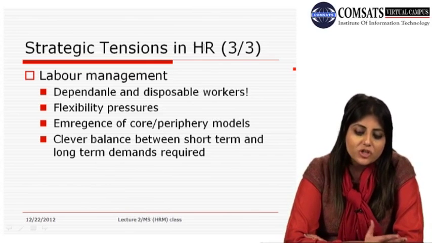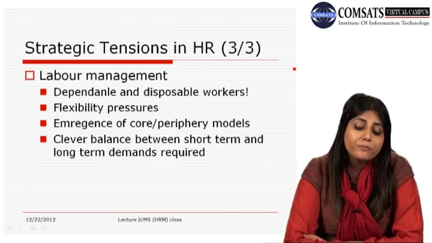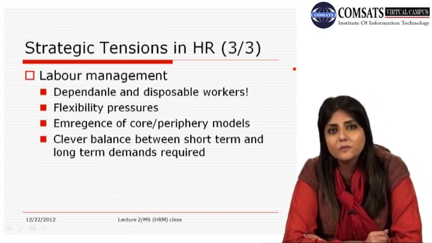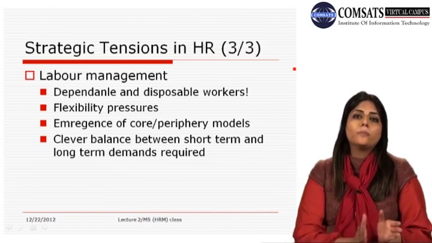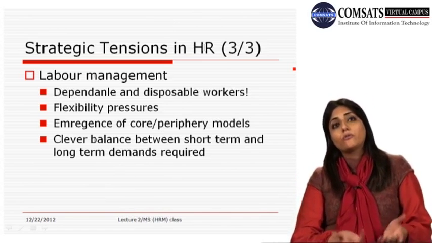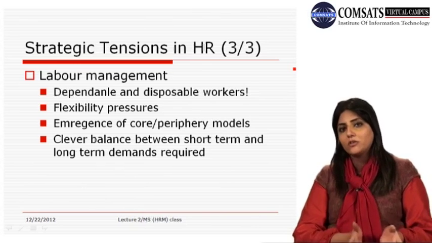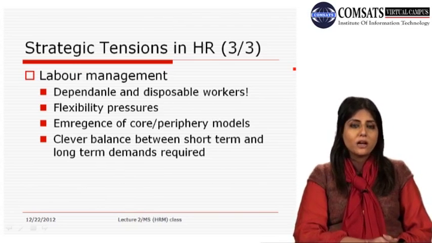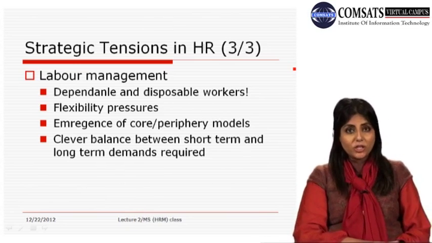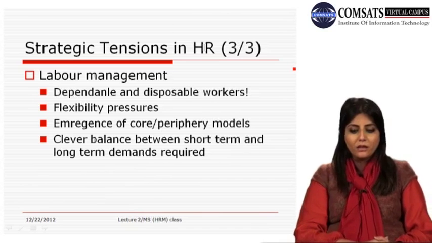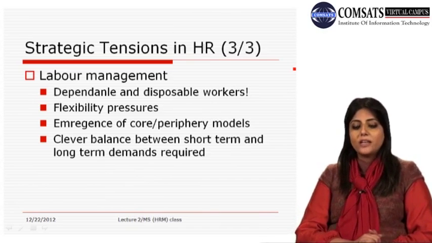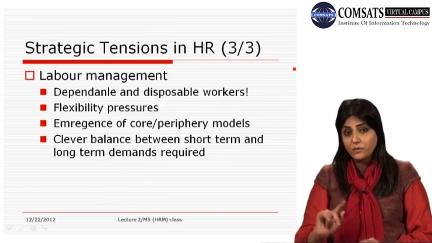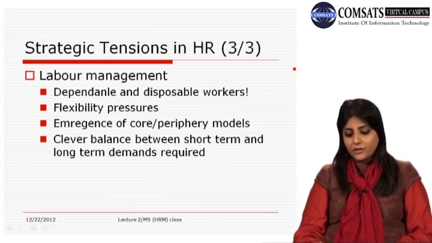So there is emergence of these core periphery models to deal with this tension. The core periphery model basically gives an explanation of what is the core number, or what is the minimum number, or what is the number of permanent staff that an organization should have, and what is the number of periphery staff, or temporary staff, or contractual staff that an organization needs for its smooth functioning, right? And how you can achieve a clever balance between your short-term and long-term demands. That is, you can deal with the challenge of short run and long run agility.